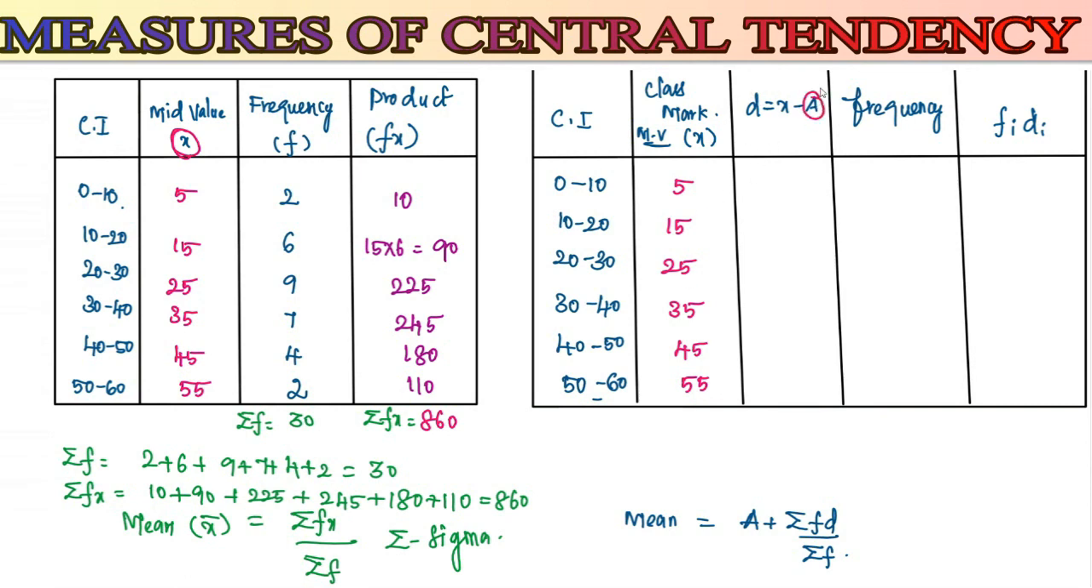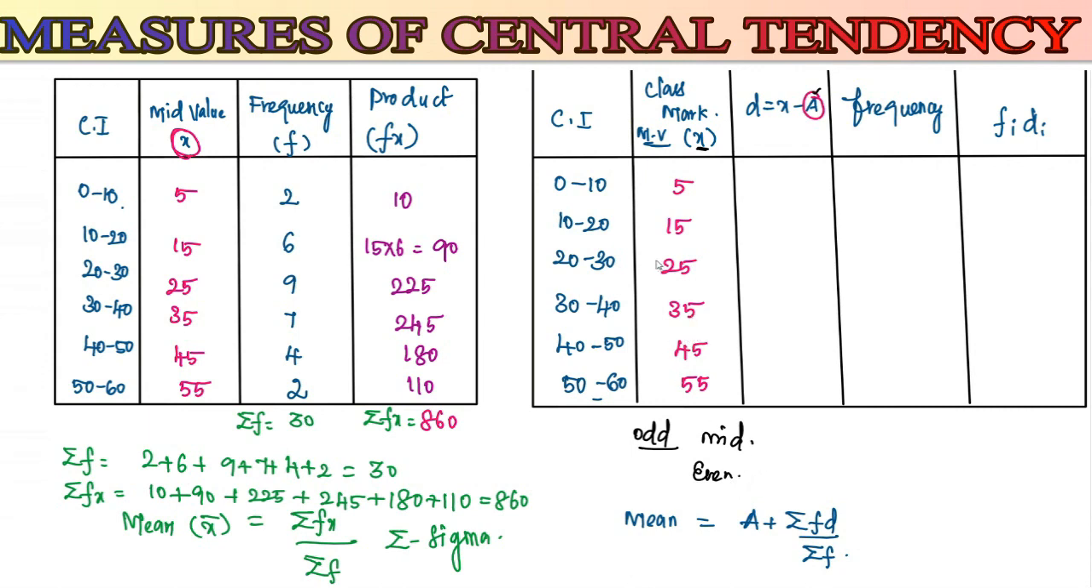This A value you need to take from the values of X. In the X you have to take the middle value. So here if you check, we have an odd number of values, so easily you can find the middle value. When it is even, you will have two midpoints.